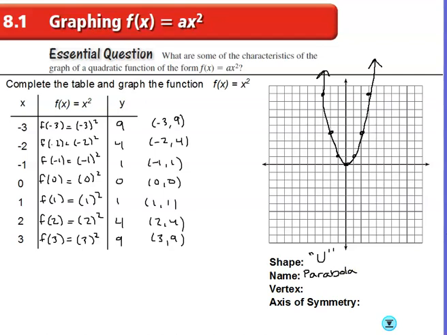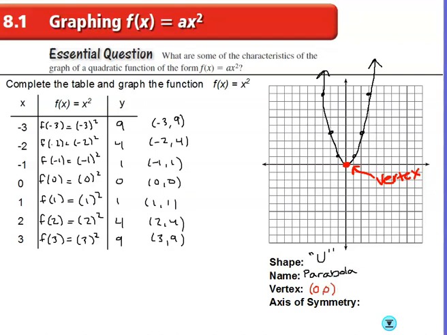The vertex is the turnaround point, or kind of that high or low point, depending on which way your graph is facing. This point is called the vertex, and it is at the coordinate 0, 0.